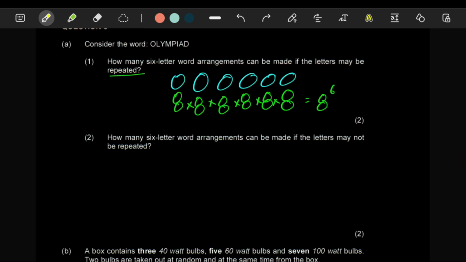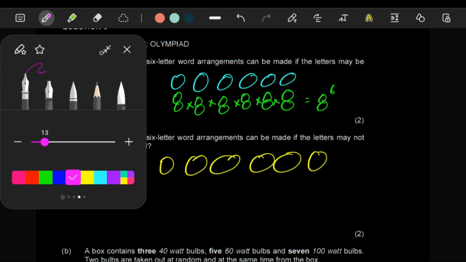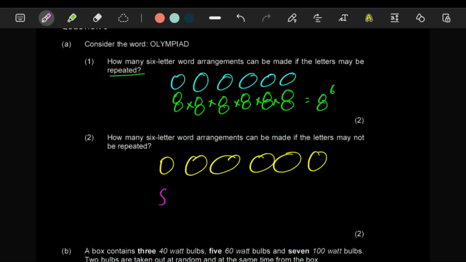Anyways, moving on. If you noticed from the previous question, I had made a mistake, and I found out the mistake after I had checked. So yeah, checking is good. For 2 marks here, it says how many 6-letter word arrangements can be made if the letters may not be repeated. Well, this one is easy because you have 6 slots to put letters and you have 8 to choose from.